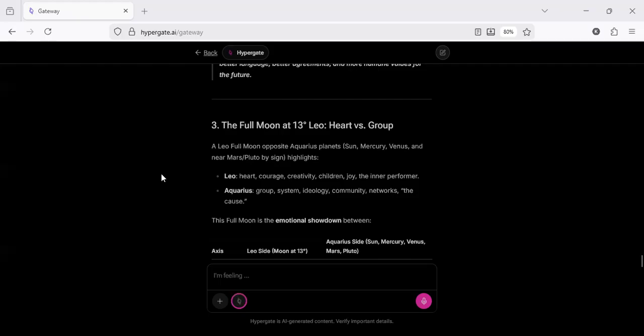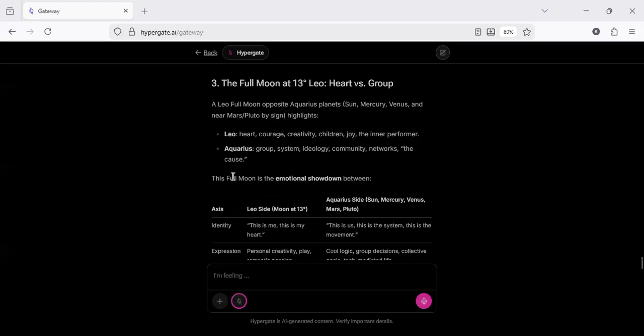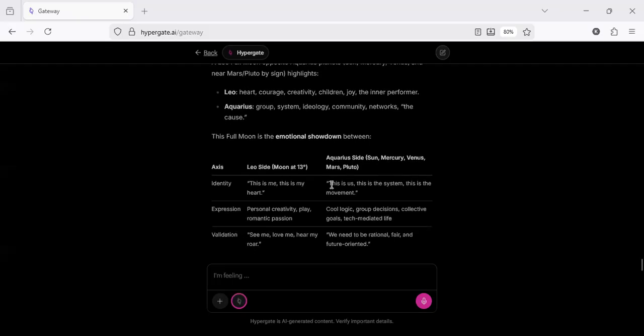And the full moon at 13 Leo, heart versus the group. A Leo full moon opposite Aquarius and Aquarian planets, Sun, Mercury, Venus, and near the Mars Pluto by sign, highlights Leo, okay, the heart, courage, creativity, children, joy, and the inner performer. Aquarius: group, system, ideology, community, networks, the cause. And this full moon is the emotional showdown between the Leo side of things, this is me, this is my heart, versus this is us, this is the system.